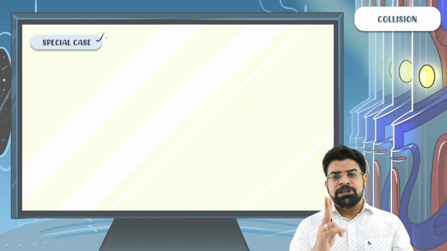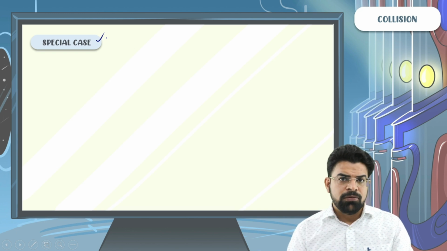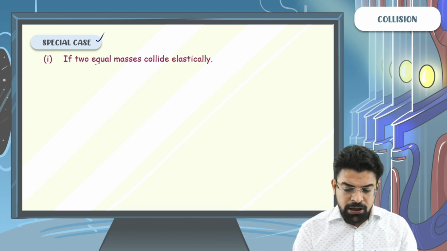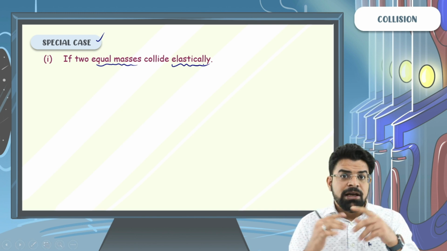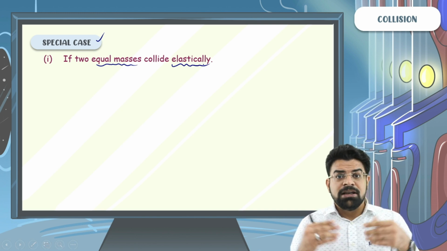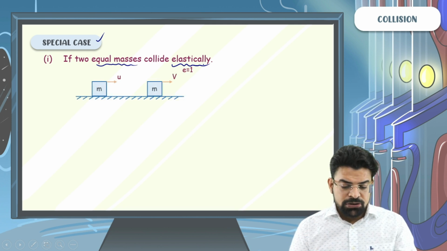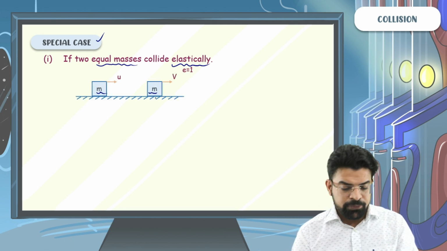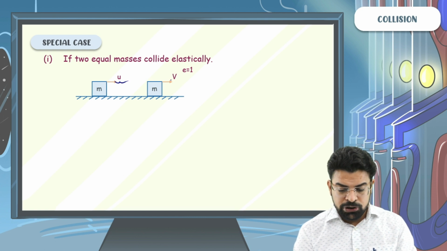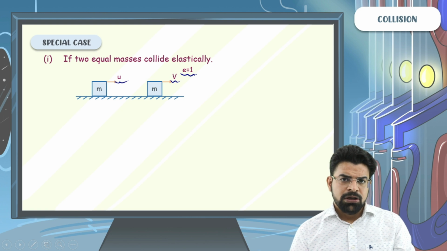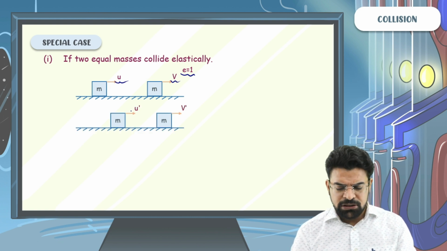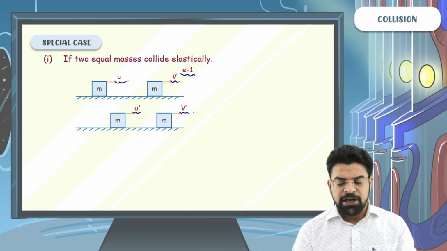There are two special cases that have to be learned right now. The first special case: if two equal masses collide elastically head on, then what happens? So let's say we have two masses m moving with velocities u and v, and the collision is elastic. Coefficient of restitution is 1. Let's say after collision these two blocks have velocities u dash and v dash.